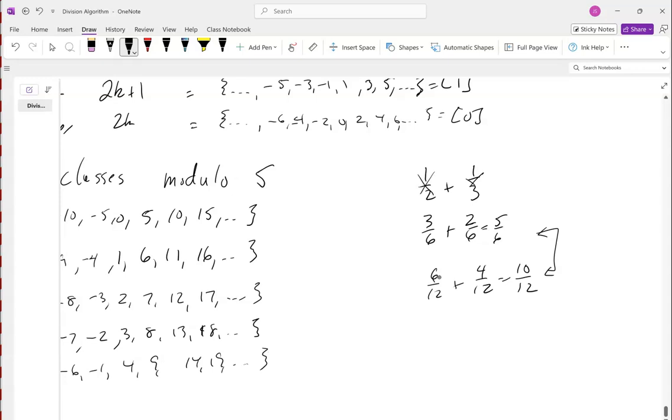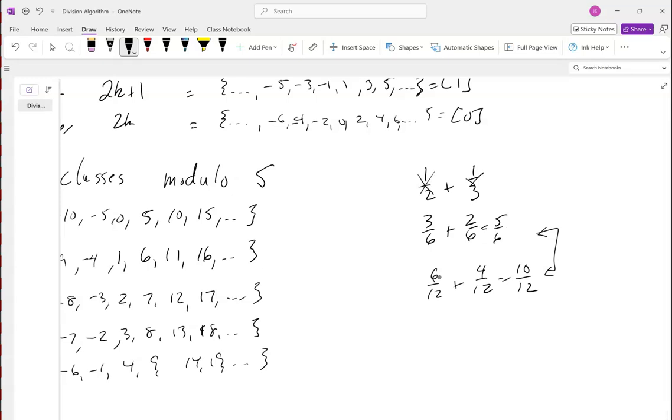Okay. So the important part is that if I want to do the operation, it needs to be independent of the representative that I pick. Okay? If I pick a different representative, I don't want to get a different answer. I need to get the same answer or an equivalent answer in this case, right? These aren't the same answer. 5/6 and 10/12 aren't the same answer, but they are equivalent answers, right?